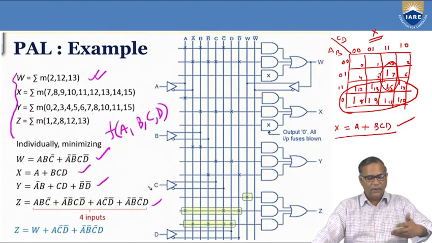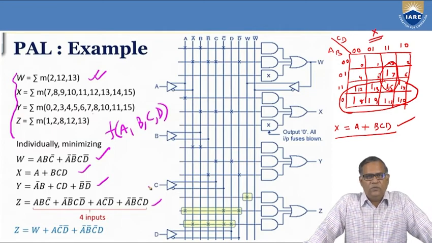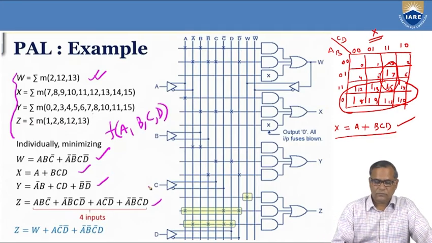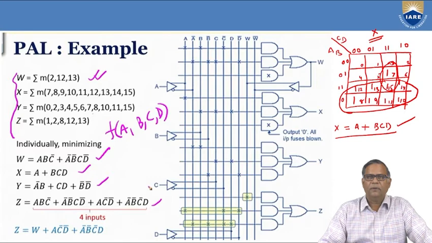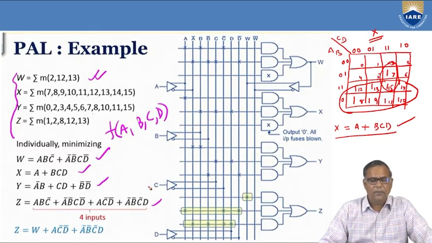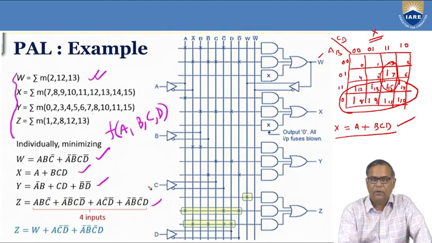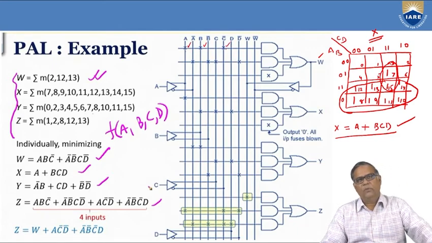Similarly you simplify W and Y and Z. All these things you simplify. So here W is equal to ABC bar plus A bar B bar C D bar. So you see here, this is W, so ABC bar. I am going to retain this link A, B and C bar. So these links are being retained and the other links are blown out.